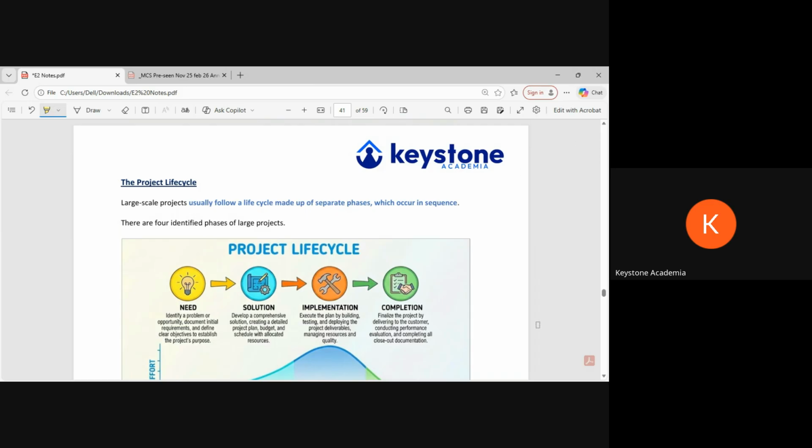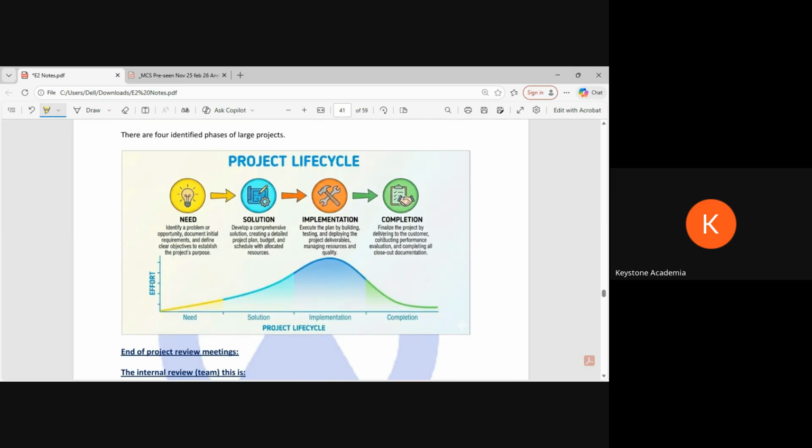Then the project life cycle: need, solution, implementation, completion. So basically, what was the need? What problem are we trying to solve? Why are we doing it? Is it a normal business or a special project, and why are we doing it? That's the need. Then what is the desired solution we are trying to achieve? Obviously, we are implementing it and eventually completing the project.